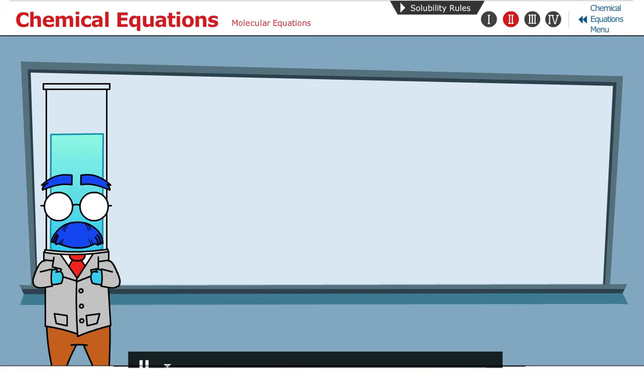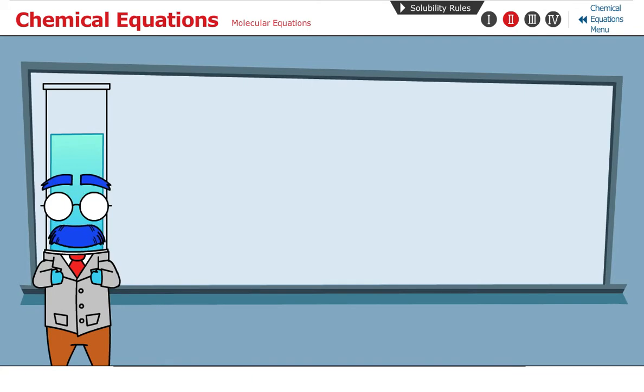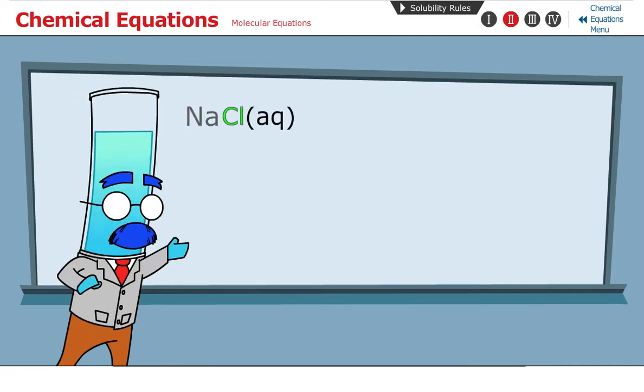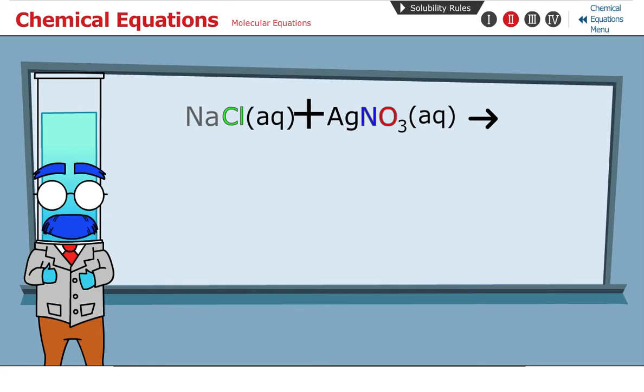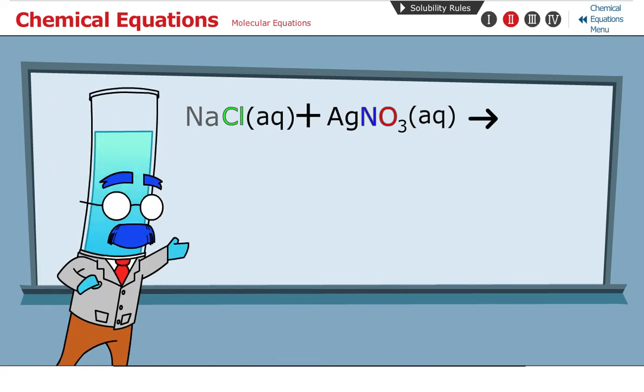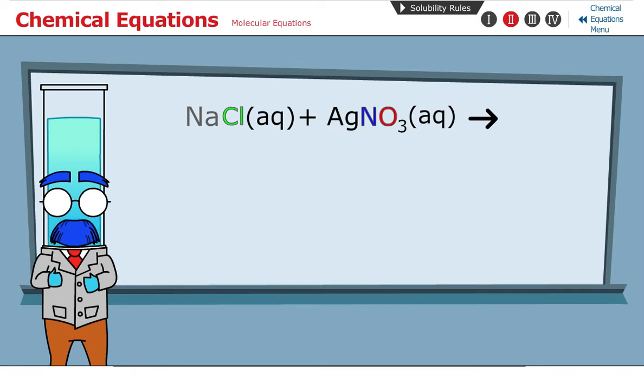To communicate that aqueous solutions of sodium chloride and silver nitrate react, we write NaCl(aq) + AgNO3(aq) followed by an arrow. The addition sign means two solutions are added together, and the arrow means that the solutions may react to form products. On mixing, will these two solutions produce a precipitate?